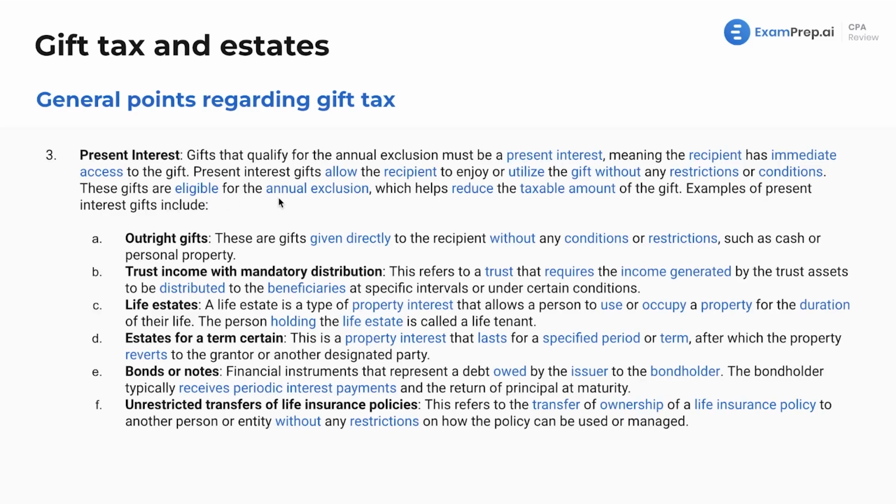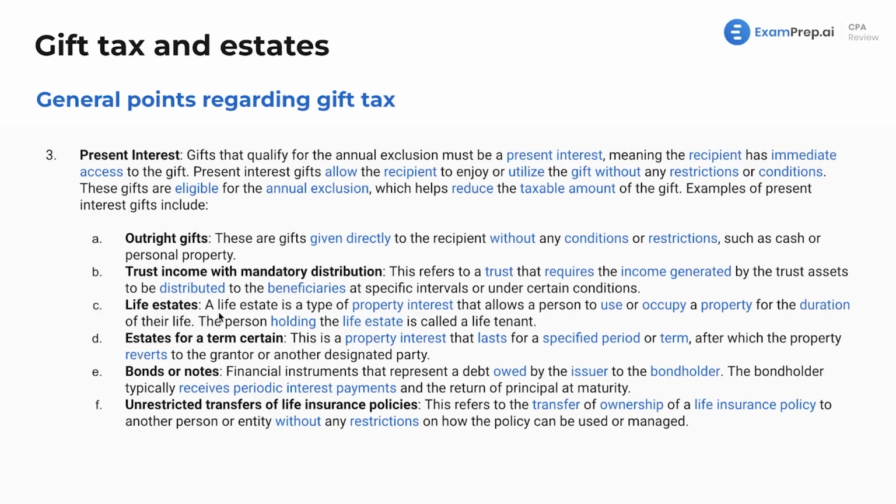These gifts are eligible for the annual exclusion, which helps reduce the taxable amount of the gift. Examples of present interest gifts include outright gifts given directly to the recipient without any conditions or restrictions, such as cash or personal property. We've got trust income with mandatory distribution. This refers to a trust that requires the income generated by the trust's assets to be distributed to the beneficiaries at specific intervals or under certain conditions. We deal with that with all trusts in that whole lesson.